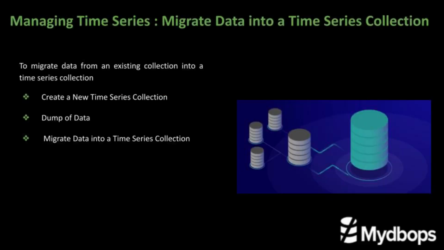Let's discuss how to migrate data into a time series collection. For migrating data into a time series collection, we need to follow a few steps. First, create a new time series collection. You can skip this step if you already have an existing time series collection. Take a dump of data from your source collection and store it at the server level. Then you can use a MongoDB command to restore the data into your existing or newly created time series collection.